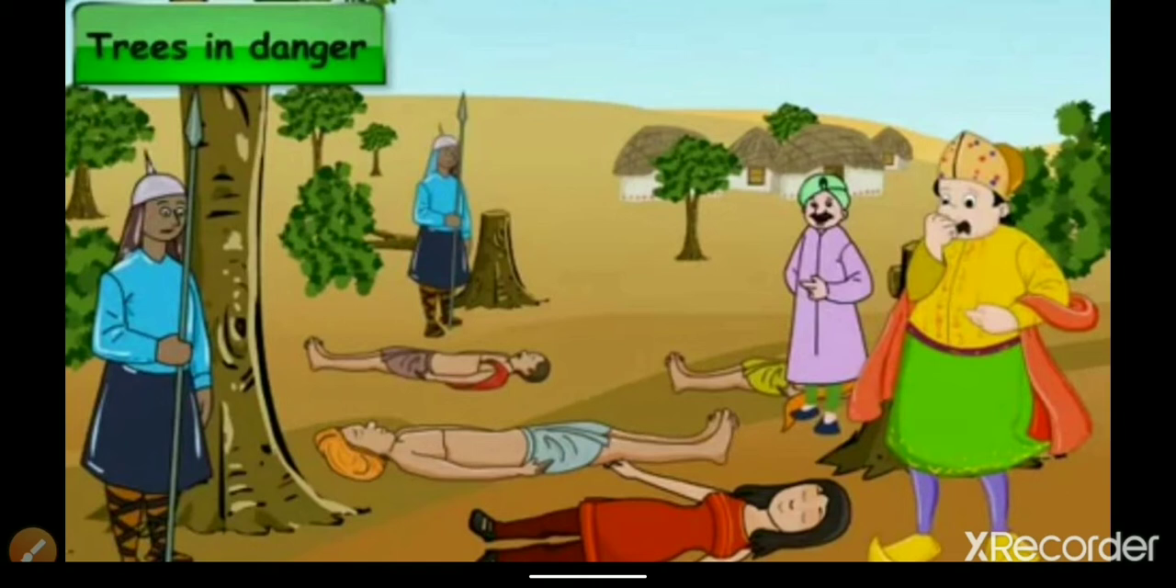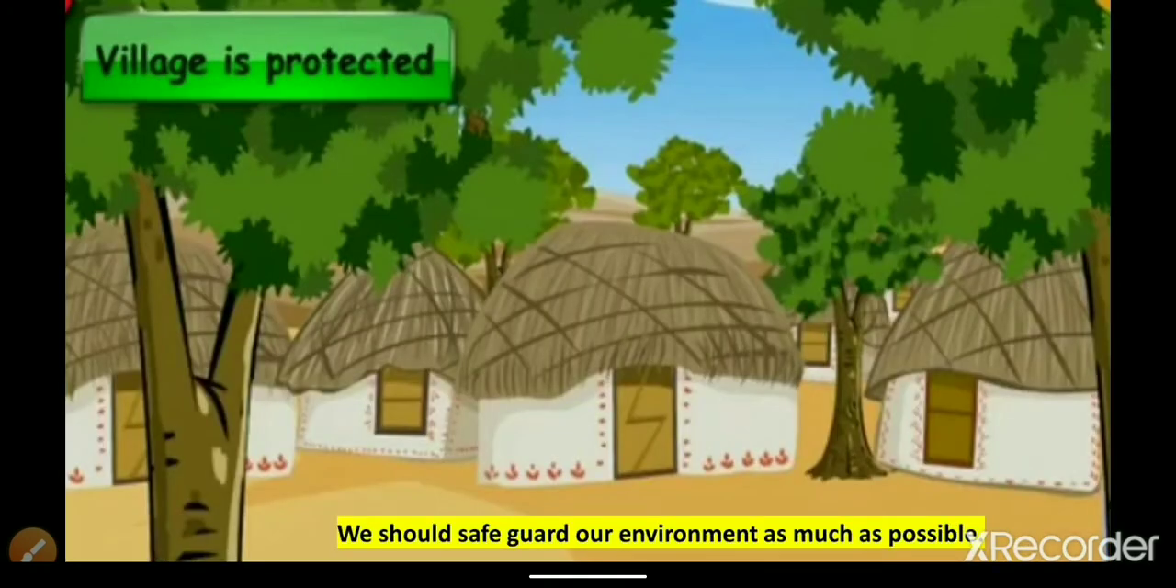He saw that the villagers had sacrificed their lives for trees. The villagers' love towards the trees influenced the king. He ordered that no trees would be cut and no animals harmed in the area. Even today, the people of this area protect trees and animals. So we should save our environment as much as possible. This was the summary of the lesson. Now we'll start with the reading.